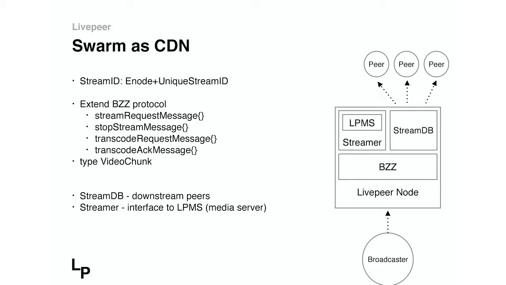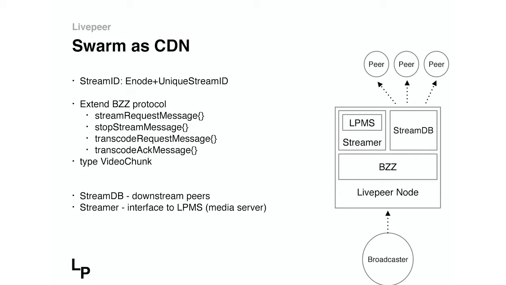Okay, so we need messages that support streams. So we extended the Bzz protocol. We added a request message, a stop stream message, and messages to request transcoding from the media servers and acknowledge transcoding. And then there's also a stream data message I didn't include here. And we added a new type.